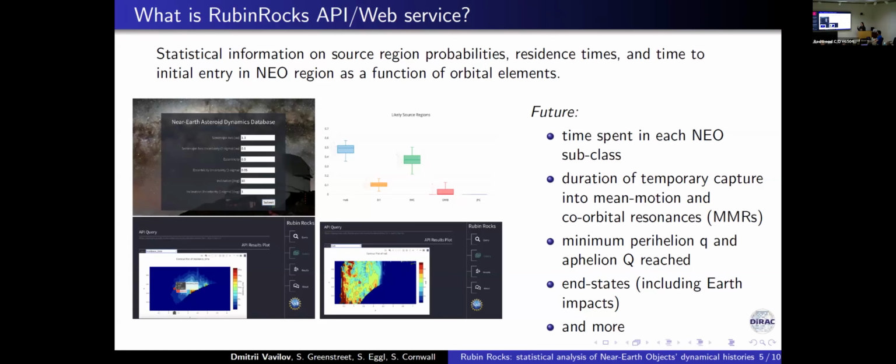Maybe was it at some point captured in mean-motion resonances? What are the possible end states for this asteroid? Because some have more chances of colliding with the Earth, some have more chances of being ejected from the solar system. All these kinds of things. And it's very good if you have one, your best asteroid. So maybe several, but if you have 100,000 of them, well, it's not really productive putting all this information in the web service.